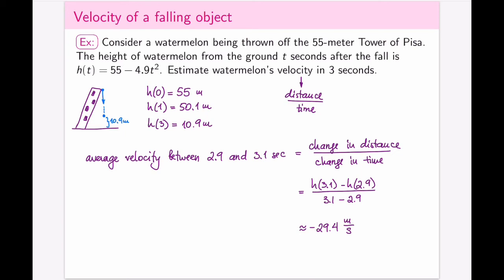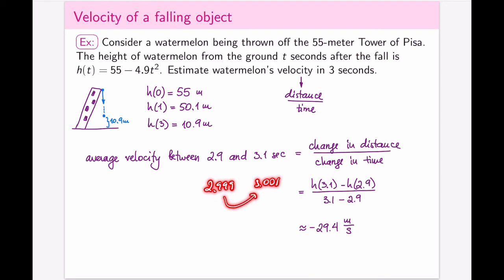Now, one question that remains here is, why did I pick these 2 points? I wanted around 3 seconds, but why 2.9 and 3.1? What if I picked 2.95 and 3.1? Would that be better? What if I picked 2.999 and 3.001? Would that be better?